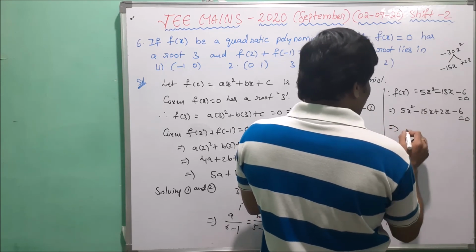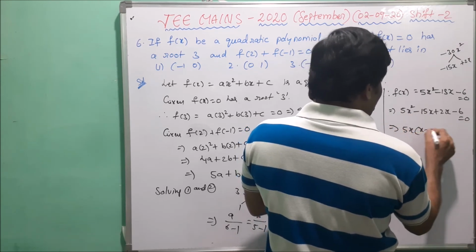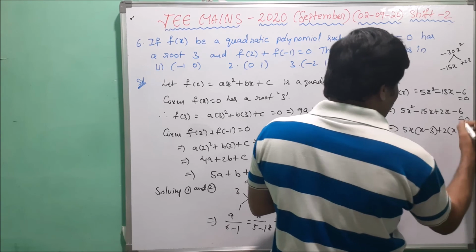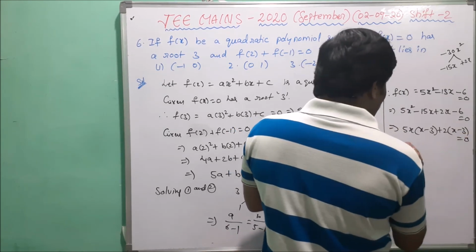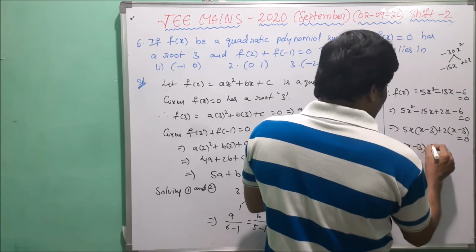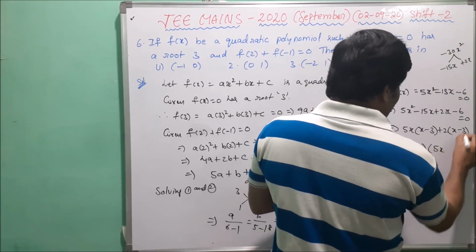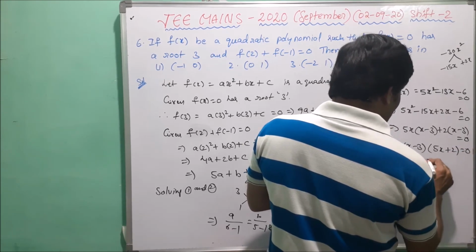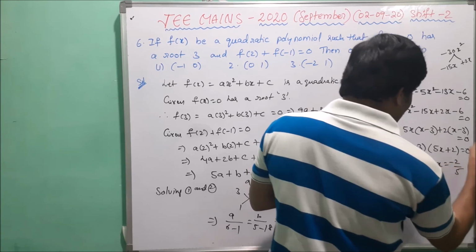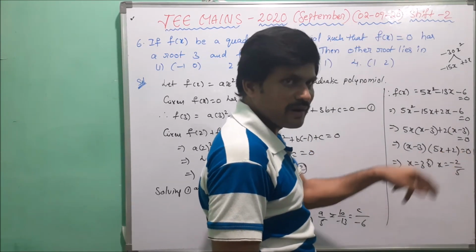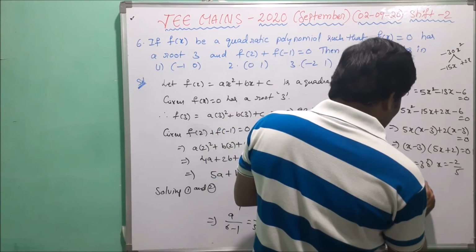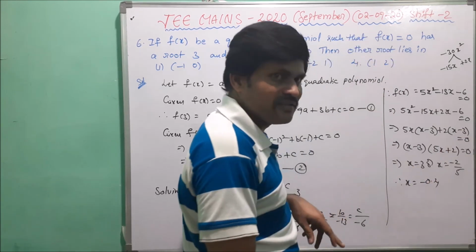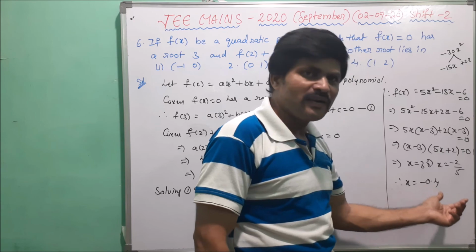Here we take common 5x, the remaining value is x minus 3, plus we take common 2, the remaining value is x minus 3, equal 0. In both terms we take common x minus 3, the remaining term is 5x plus 2 equal to 0. Now we write x equal to 3 or x equals minus 2 by 5. 5x plus 2 equals 0 means x equals minus 2 by 5. Here clearly x equals minus 2 by 5 means minus 0.4.